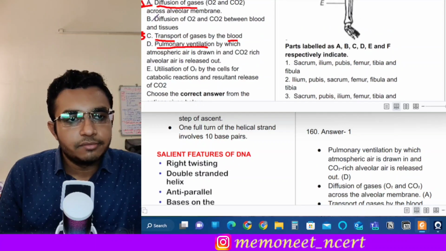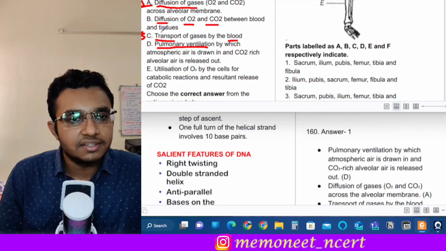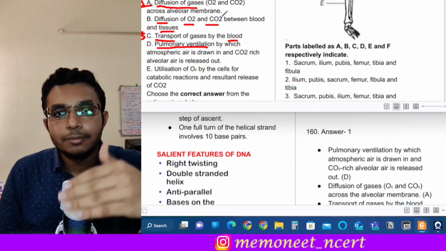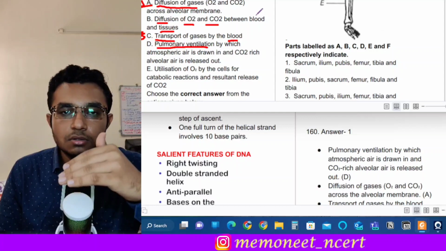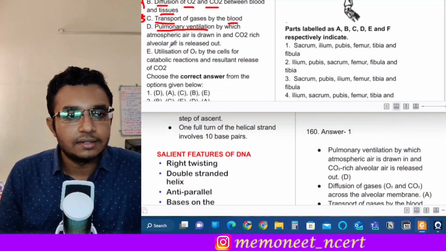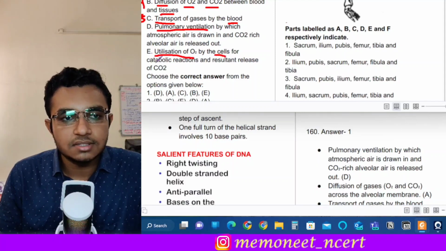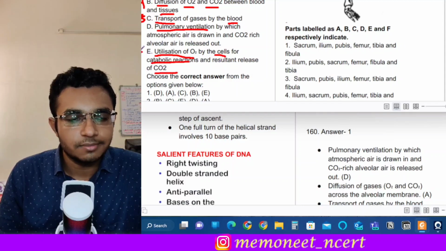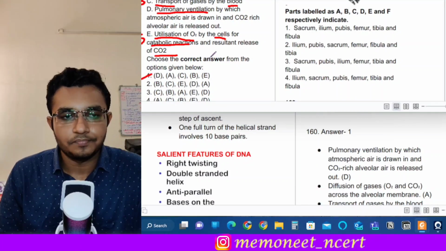The next statement will be diffusion of O2 and CO2 between blood and the tissues. So blood will take the oxygen to the tissues and then there will be exchange of gases at the tissue site. O2 will diffuse inside and CO2 will diffuse into the blood. So this will be the fourth statement. And the fifth step is this one, utilization of O2 by the cells for catabolic reactions and resultant release of CO2. So this will be the fifth one. So here the correct answer will be option 1.